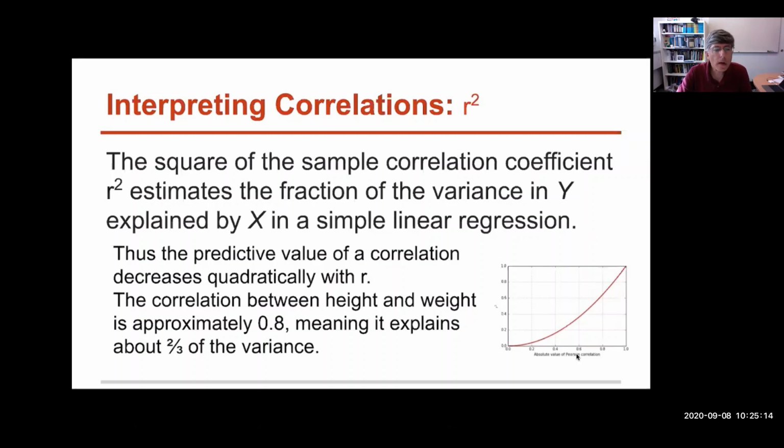Let's say the correlation was 0.5. What would the R-squared be? What fraction of the variance is explained by height versus IQ if we had a correlation of 0.5? 0.25. 1/4, right? Does everybody see that this is a nonlinear thing?